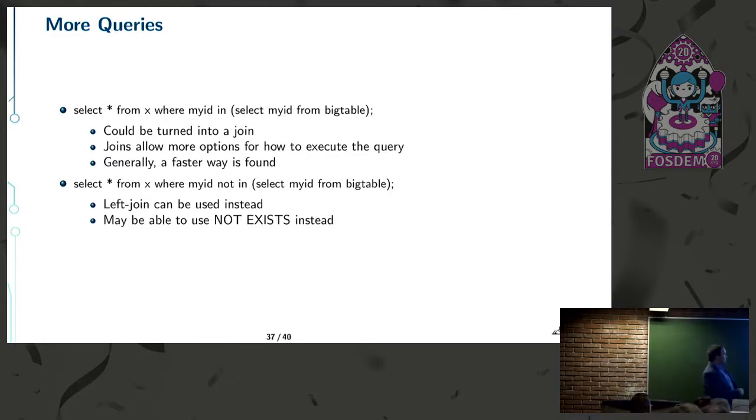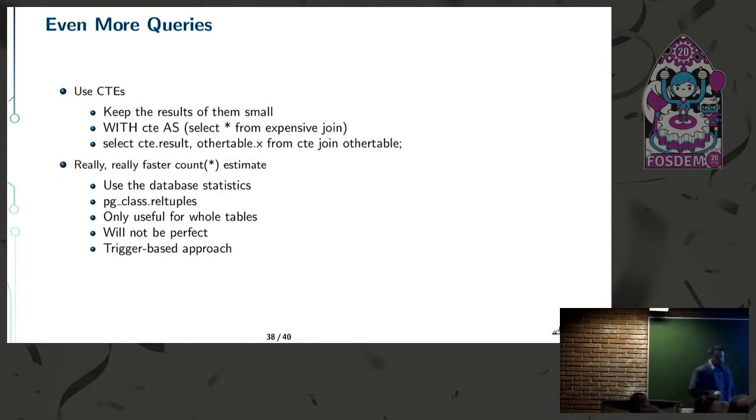Another case here is a select star with an IN clause, right? This can be turned into a join, and that typically allows us to have more options for how to execute the query. It's even more important on a NOT IN. In fact, what you want to have here is to turn this into a left join, which is also called an anti-join. What's a lot better usually is to use EXISTS or NOT EXISTS when you're thinking about these kinds of queries. For whatever reason, that doesn't seem to be very common, but I definitely recommend using NOT EXISTS because Postgres will recognize that more easily as an anti-join.